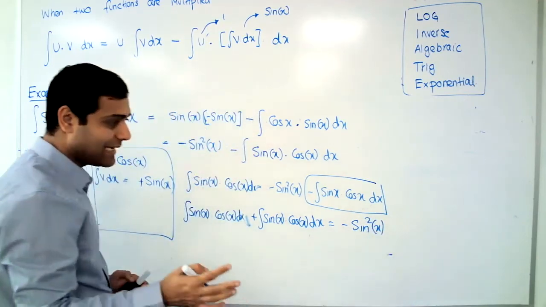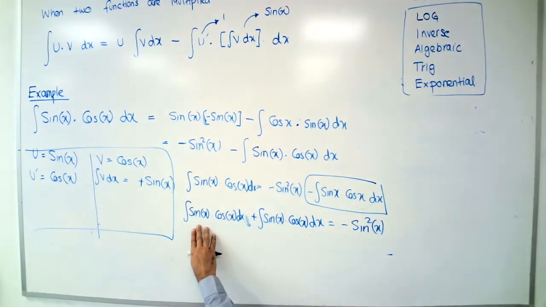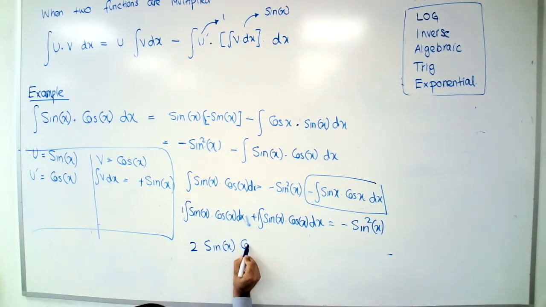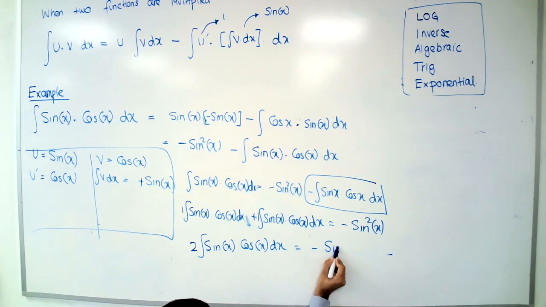I haven't put plus c. I will do that in the very end, but make sure you do. Okay, now they are the same thing. One same thing plus another same thing is two same things. So 2 times the integral of sine x cos x dx equals minus sine square x.